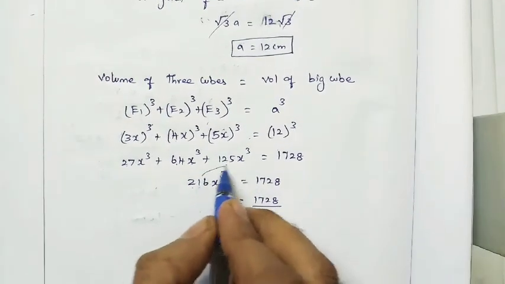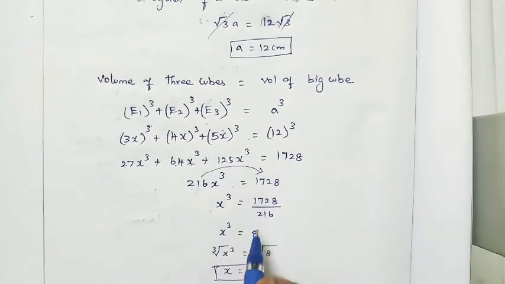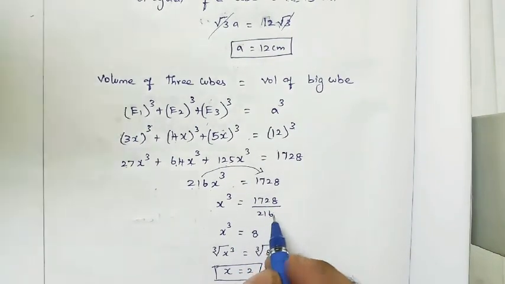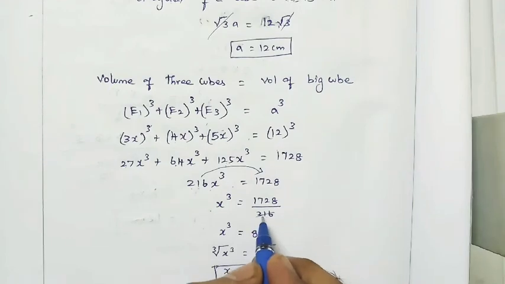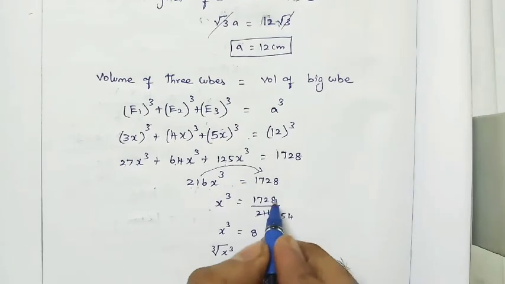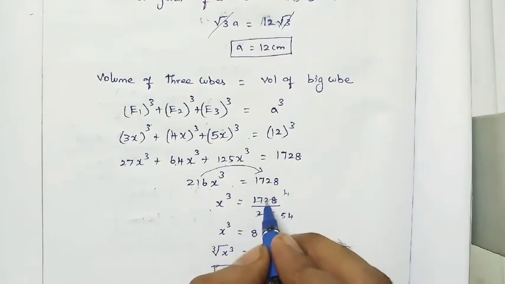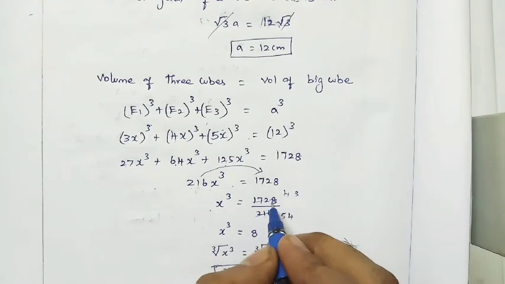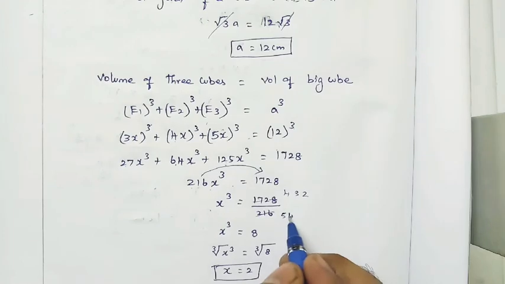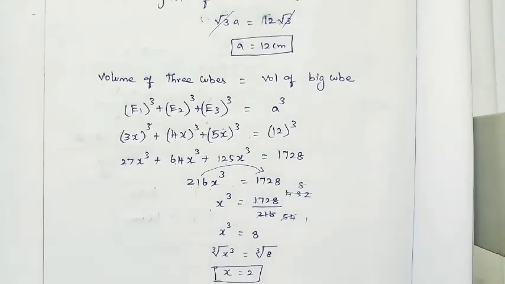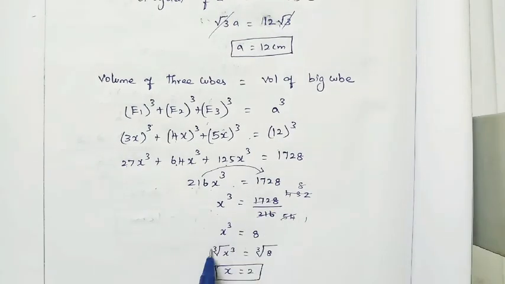Just take the 216 to the RHS, multiply will become divide. Now while we are simplifying, first we can simplify using the 54 table. 216 is 4 times 54, and 1728 is 32 times 54. So 1 times and 8 times. So x cube is equal to 8, right?